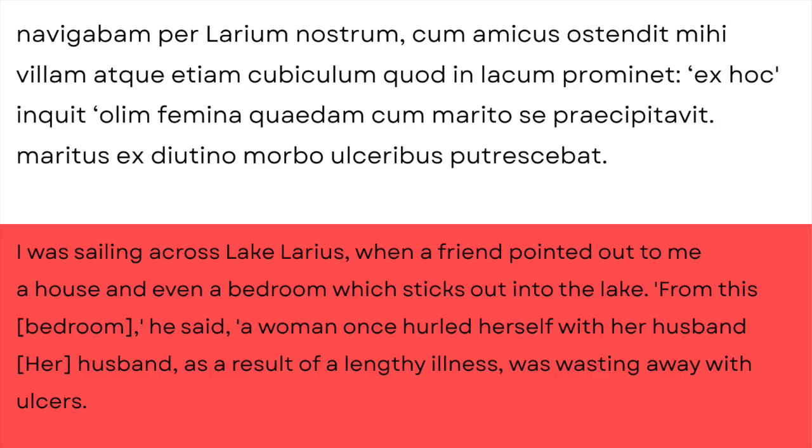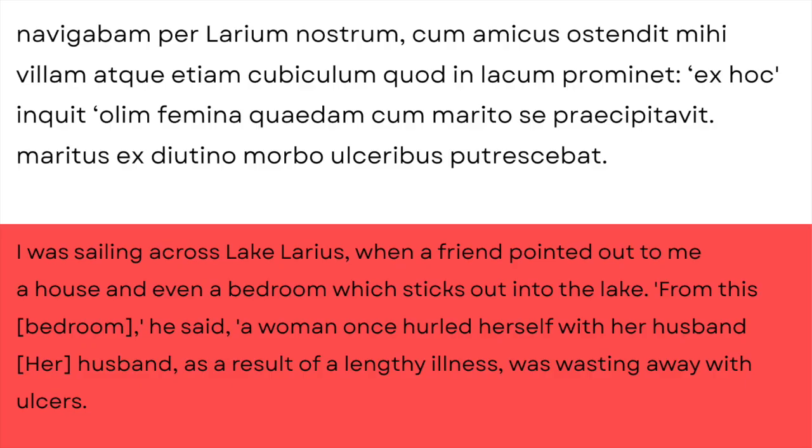So, navigabam, I was sailing. Know that from the language paper. Larium nostrum is our Larius, so here it's like a bit of shared knowledge with his friend. So it's a lake, but it's their local one. Cum amicus, when a friend, ostendit, showed or pointed out. Where do you know from the language paper? Villam, a house, mihi, to me. Etiam, even the cubiculum, the bedroom. Prominet, which is kind of standing out, it's prominent, in lacum, over the lake. So the vocab's not too tricky, actually.